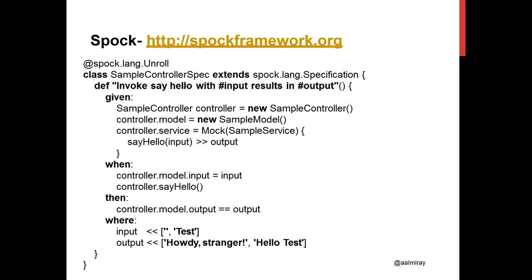Then we see four blocks: given, when, then, and where. These blocks are special in Spock. The given block is where we set up our expectations, where we set up our collaborators. The when block is where we execute the actual stimuli. The then block is where we do the assertions.